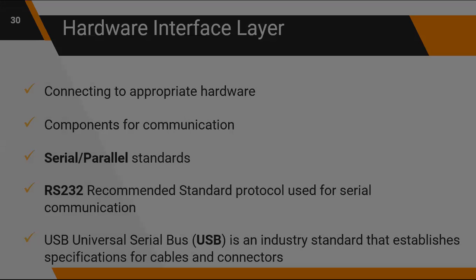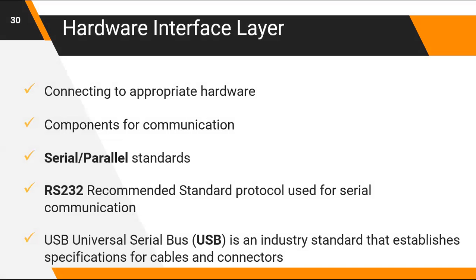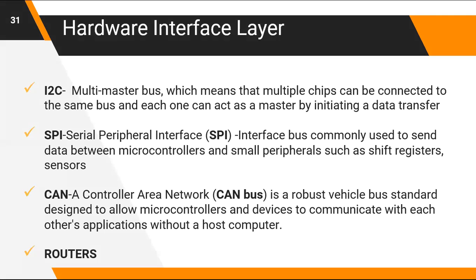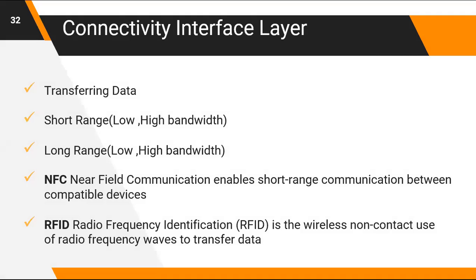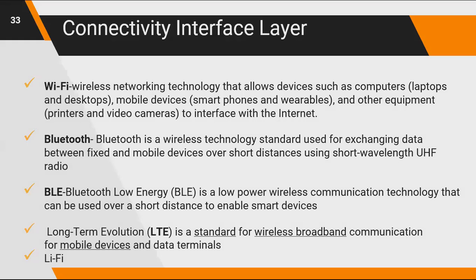Then the hardware interface layer. Here we learned certain standards like serial and parallel standards. I hope you remember all these things: RS-232, USB, SPI, CAN, I2C. Then we move on to connecting to another device, the next level, that is, how to connect to a short range or low range device. We learned certain keywords like NFC, RFID, Wi-Fi, BLE, LTE, Bluetooth, etc.